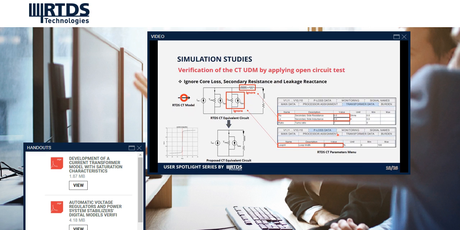In order to verify both models under the same circuit conditions, core loss, secondary winding resistance, and leakage reactance are set to 0. By simulating the RTDS CT model under these conditions, the hysteresis loop without area can be monitored, which means there is no core loss.